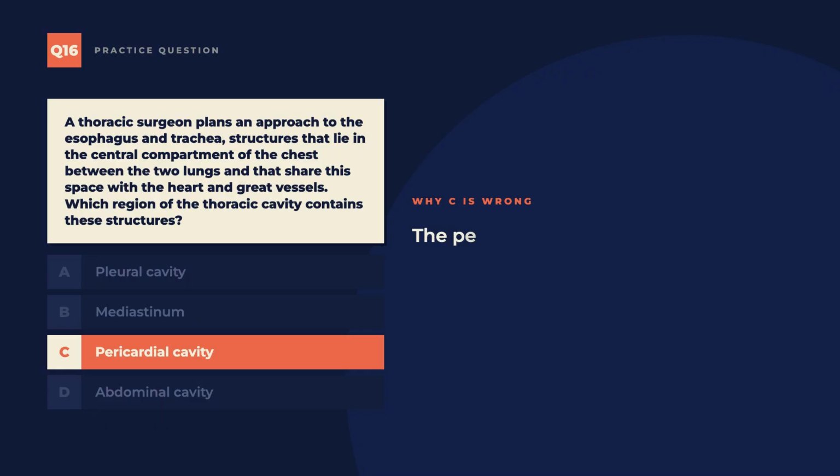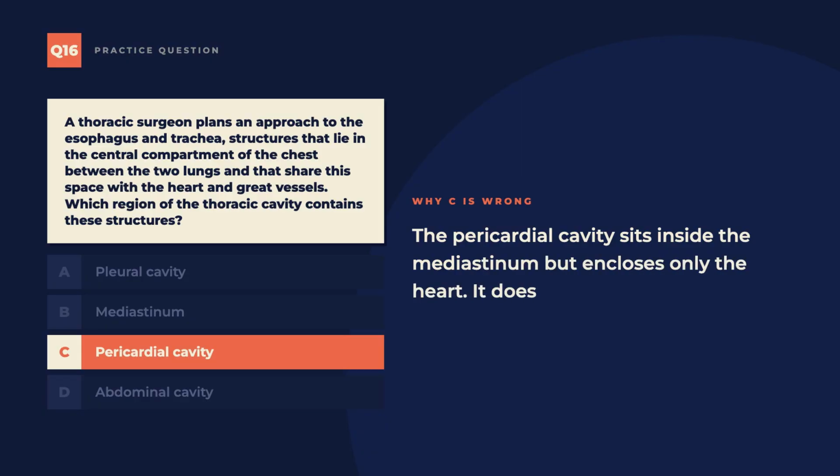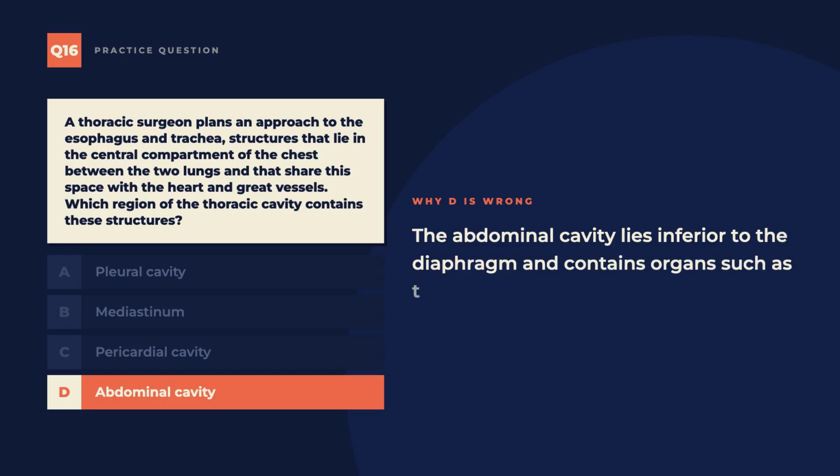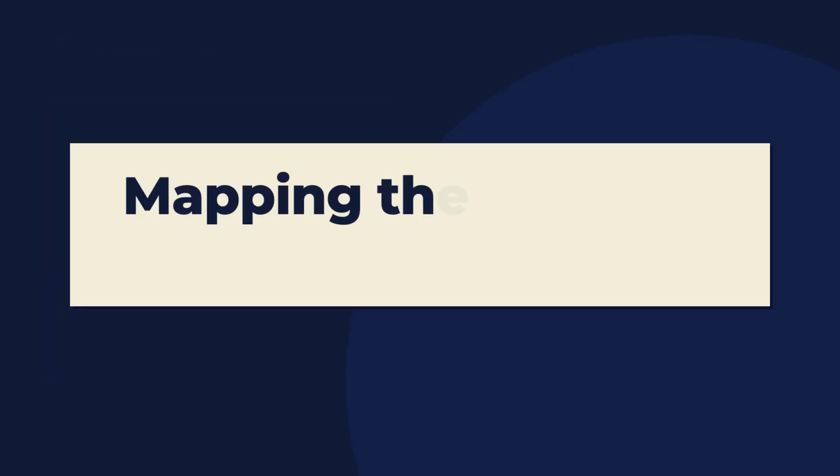C is wrong because the pericardial cavity sits inside the mediastinum but encloses only the heart. It does not contain the trachea or esophagus. D is wrong because the abdominal cavity lies inferior to the diaphragm and contains organs such as the stomach, liver, and intestines. It is outside the thoracic cavity entirely.